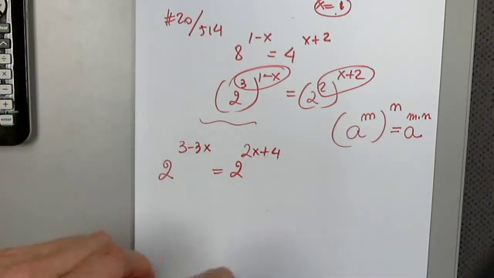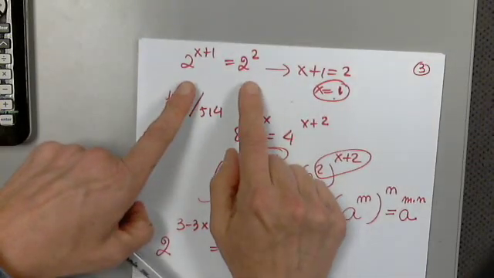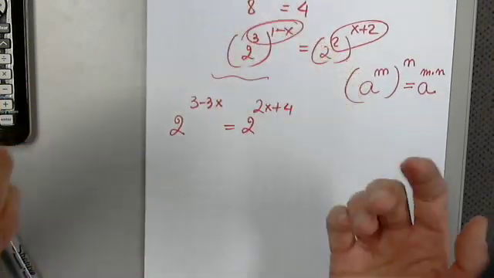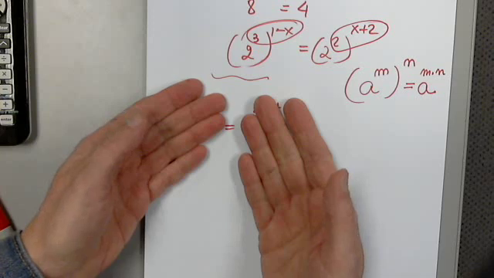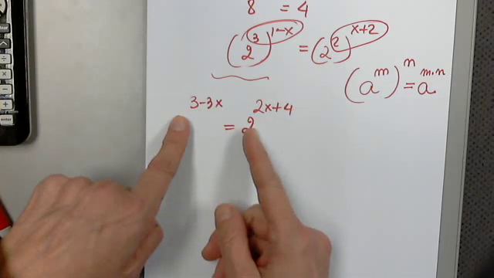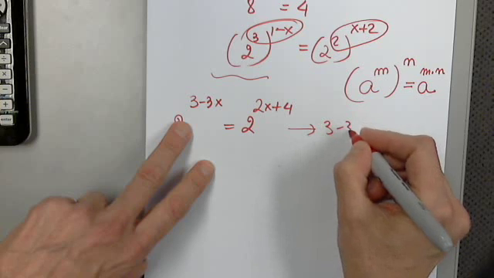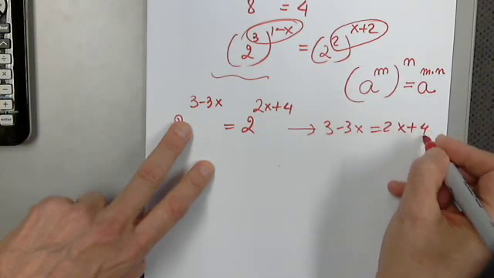Very good. So I'm actually back to the simple situation, correct? I'm saying this to myself. Two numbers are equal and they have the same base. What must happen? The exponents have to equal each other. 3 minus 3x equals 2x plus 4.